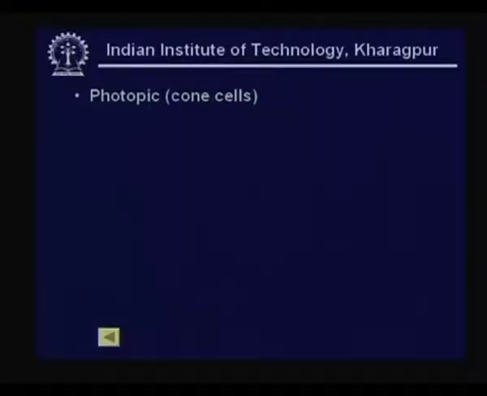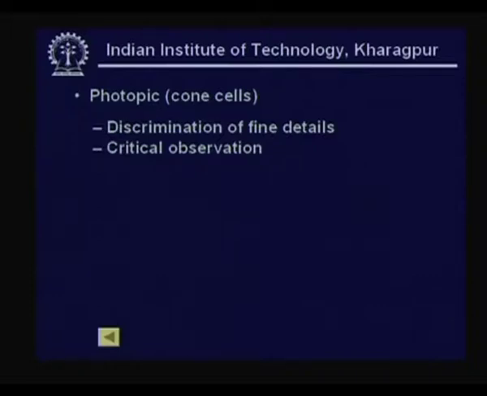Remember that this is the spot where the eye's visual sensitivity is at a maximum. Therefore, cones are concentrated around the fovea, and when we move away from the fovea, the number of cone cells is limited, and they are responsible for form and oblique color sensitivity. The vision obtained with the help of cone cells is what we call photopic vision, and it is necessary for discriminating very fine details, and it is very useful for critical observation.